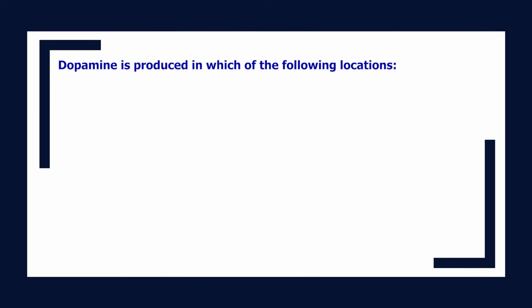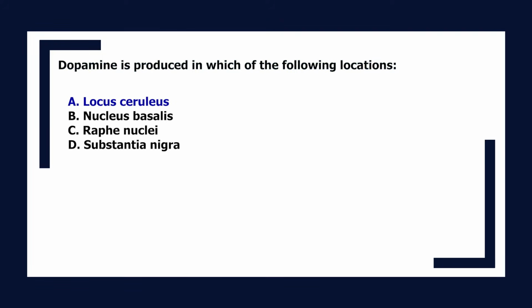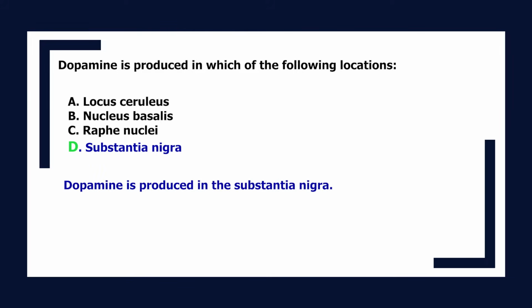Dopamine is produced in which of the following locations? A. Locus coeruleus. B. Nucleus basalis. C. Raphe nuclei. D. Substantia nigra. The correct answer is D. Substantia nigra. Dopamine is produced in the substantia nigra.